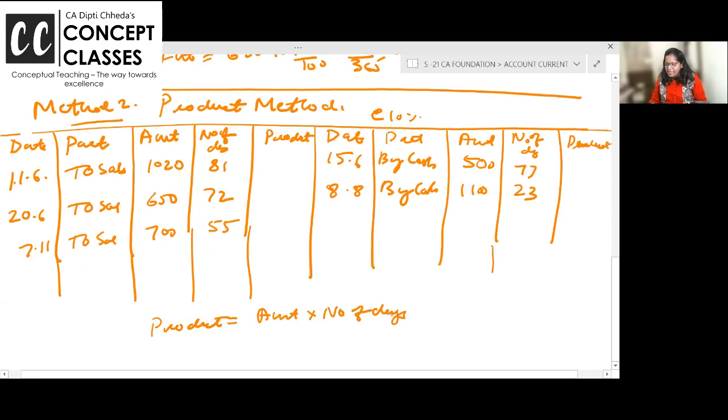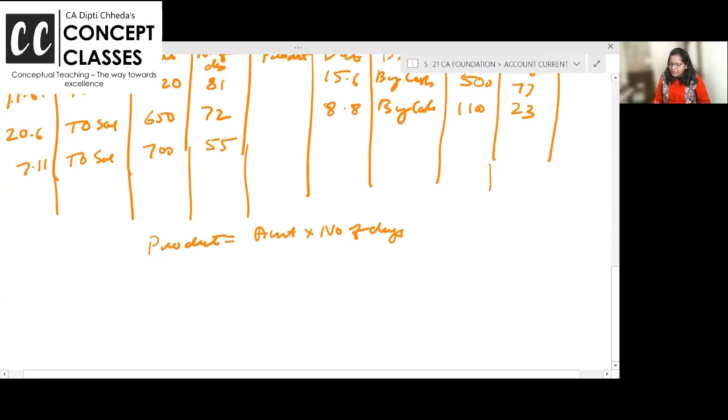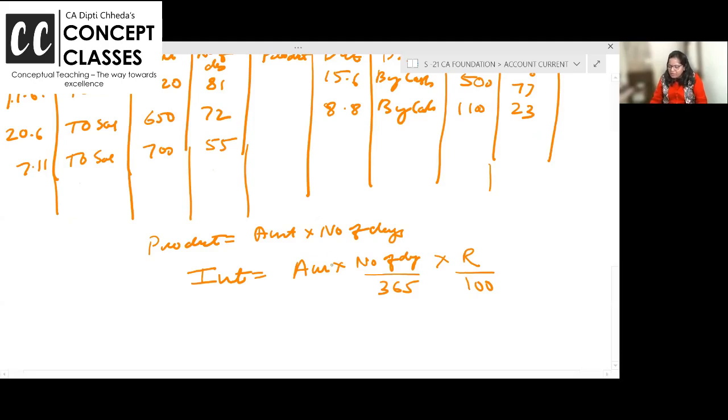Ma'am, why are we doing this? I'll tell you. Look, all of you please write. One minute. Interest is equal to amount into number of days divided by 365 into the rate of interest by 100. Is this formula clear to all of you? Below the table, have you also written or not? Interest is amount into number of days divided by 365 into rate by 100.